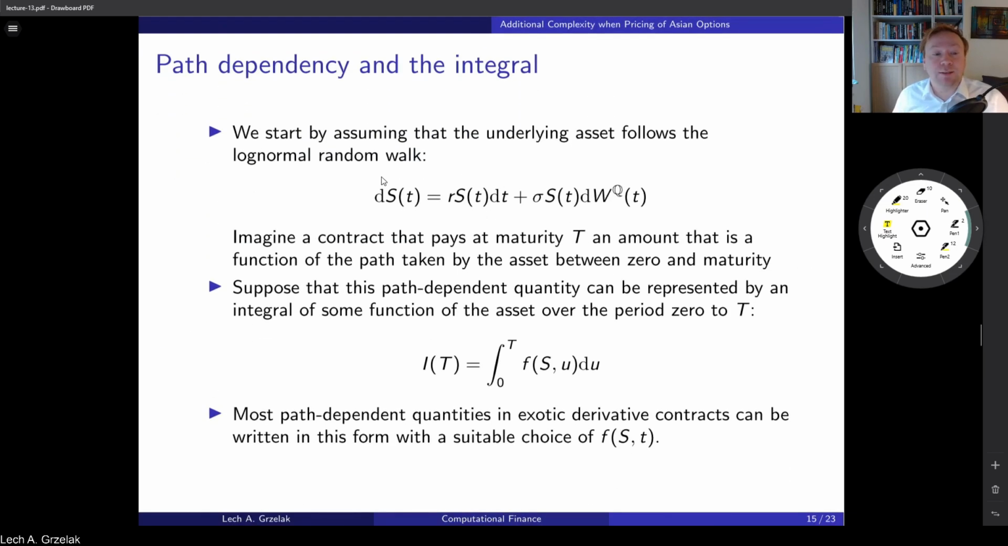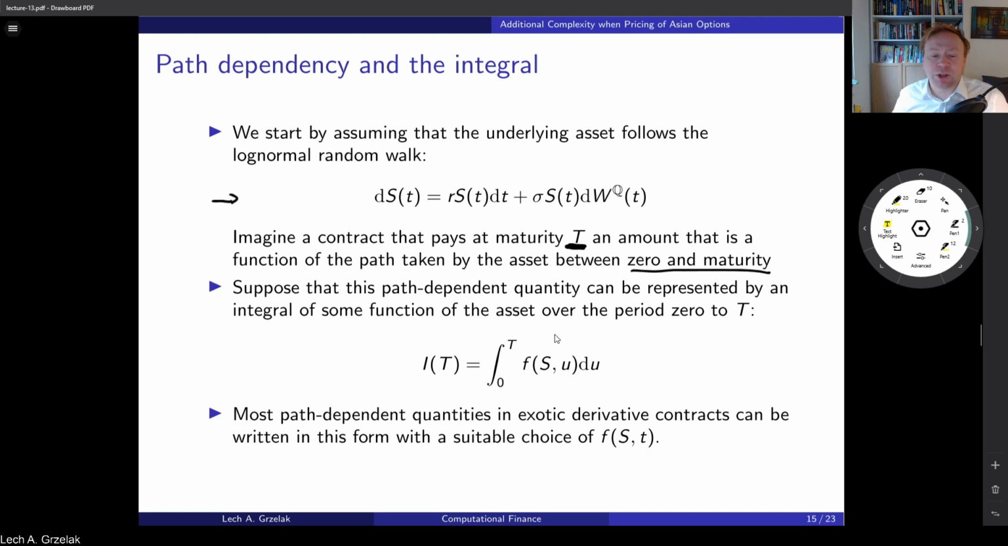Okay, so let's start with the pricing. Of course, we start in this case with geometric Brownian motion. This is to illustrate how to define the pricing PDE. Imagine we have a contract that pays at the maturity T, as we have already seen, and that is a function of the path taken by an asset between 0 and maturity. So we have a payment at maturity, while the payoff would depend on the integral or on the path observed from 0 to T.